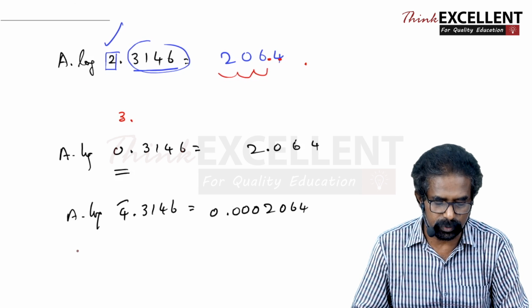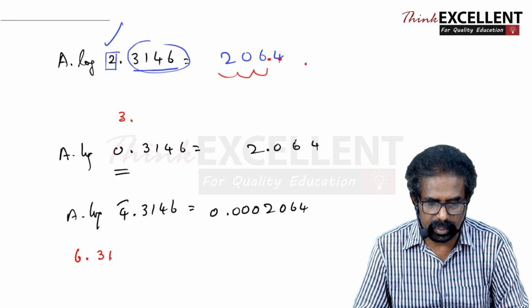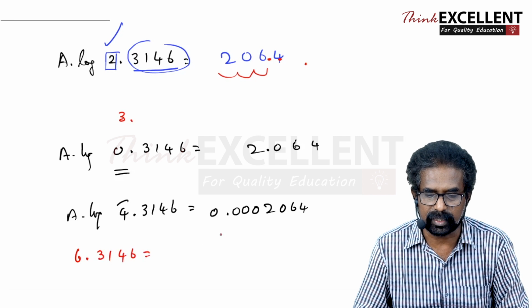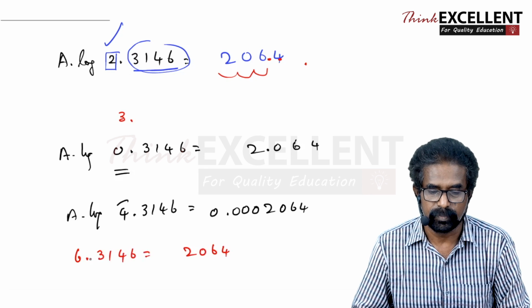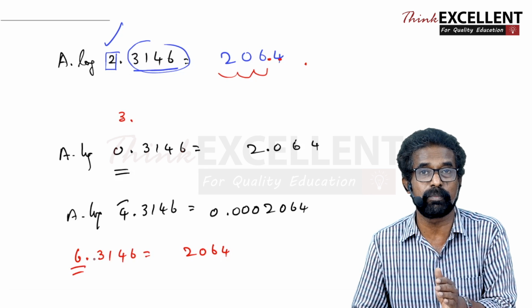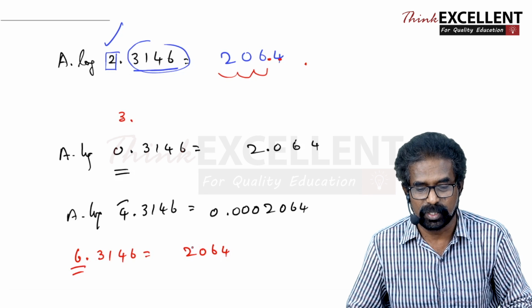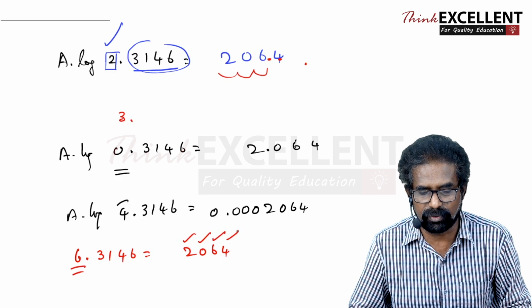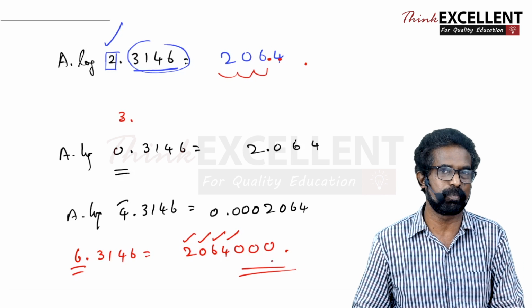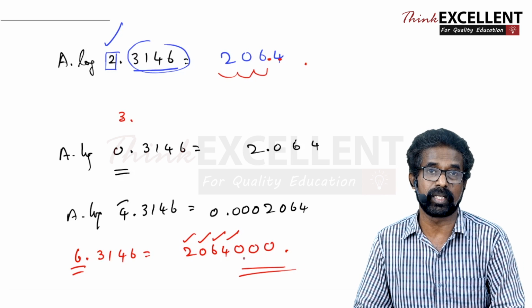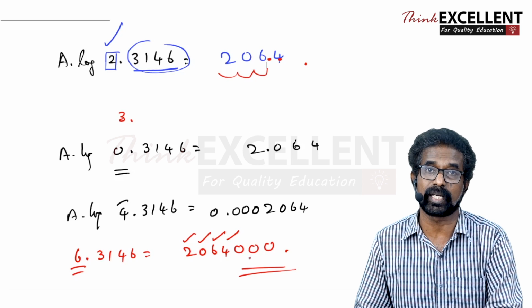But I'll give another question. Please listen. Suppose the question is 6.3146. For 3146, it is 2064. Here 6 means the point comes after 7 digits. So 1, 2, 3, 4, 5, 6, 7. This is your answer. Hope you understood. Now you are thorough with how to take log and how to take anti-log.